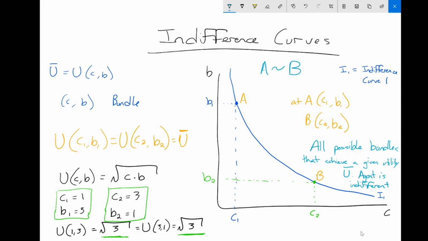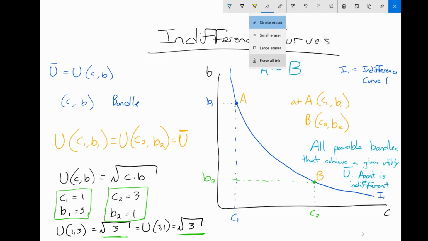That doesn't mean that they don't have a preference. It means their preferences are well defined and they are indifferent. They have well-defined preferences, and their well-defined preferences are that they are indifferent between A and B, and any other pair of bundles that lie on this curve. All right, so that's what an indifference curve is. Now let's press this forward, and let's try to understand why this can be interesting.